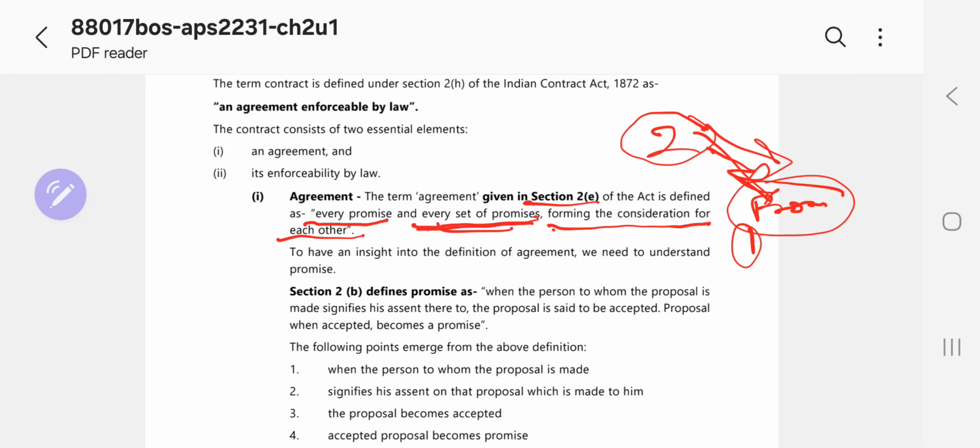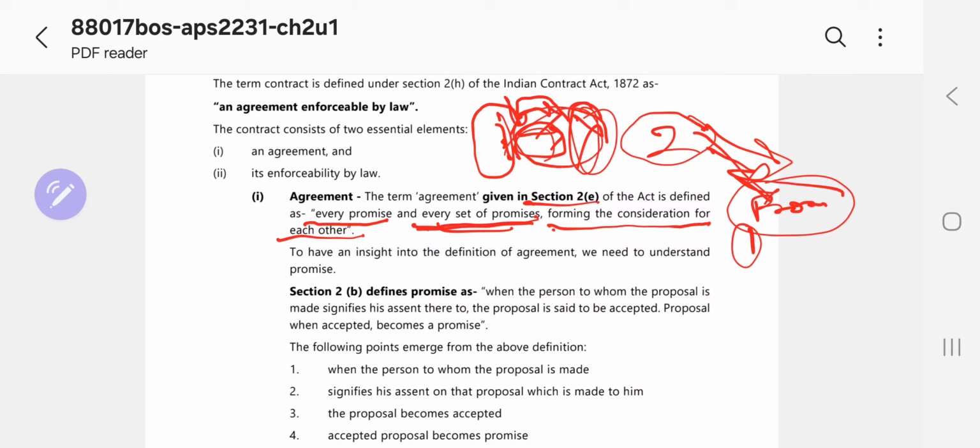For example, if two parties come and one party says, I promise to pay you 10,000 rupees, and in return for that 10,000 rupees you should provide me a laptop. In this case this party is promising to pay the amount and this party is promising to deliver the laptop. So the promises are the promise of paying the amount and the promise of delivering the laptop.